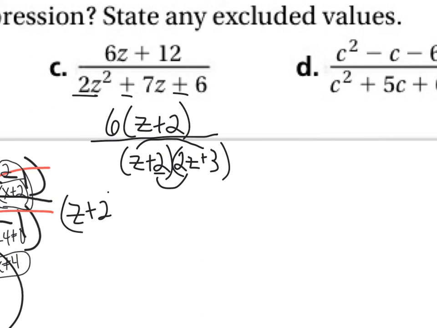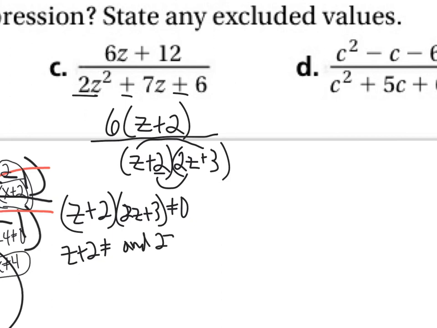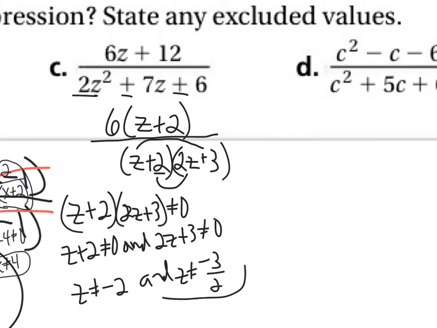So then that denominator can't equal 0. Basically, either of those factors can't equal 0. And without going through all the steps on that, it's going to wind up z cannot equal -2 and z cannot equal -3/2. So those would be our excluded values.